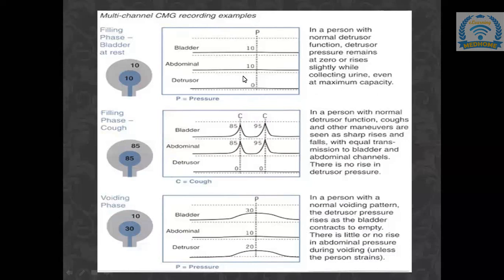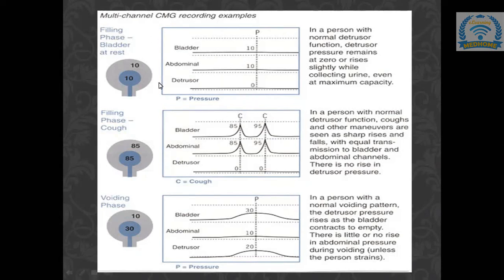So what we expect, as the bladder is filling, is that the pressure of the bladder will start to rise, and also the abdominal pressure will start to rise. But the detrusor pressure will remain 0 at that point, because there is no activity supposed to be done by the detrusor muscle to contract. So always in the filling phase, the detrusor pressure will either be 0 or slightly raised, even when the bladder is full. But the pressure of the bladder will slowly and gradually increase.